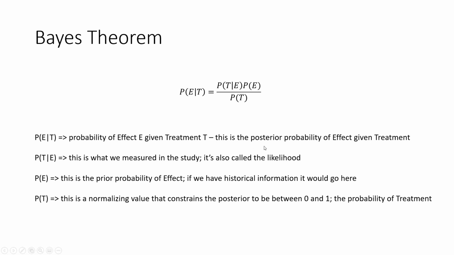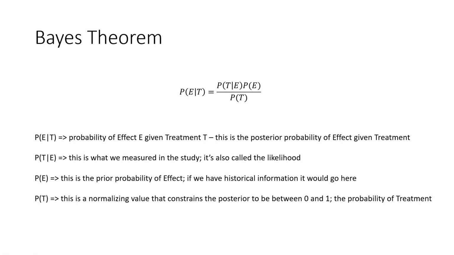Like I said, we call this the posterior probability. And it's the posterior because the prior is over on the other side. And that is P(E) right here. This is the prior probability of effect. If we have historical information or we have information from other studies that we're using, it'll all be represented right here in P(E). Now P(T|E) right here, this is what we call the likelihood. This is the data that we're getting from the study.